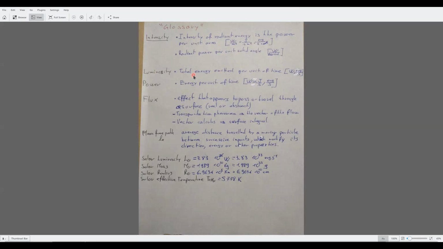Luminosity, at least, is clear. It's the total energy emitted per unit of time. So when we are talking about luminosity, we mean all the energy that's flowing outside the star or inside the star at a certain level. An internal luminosity at a certain radius means that through that surface flows this amount of total energy.